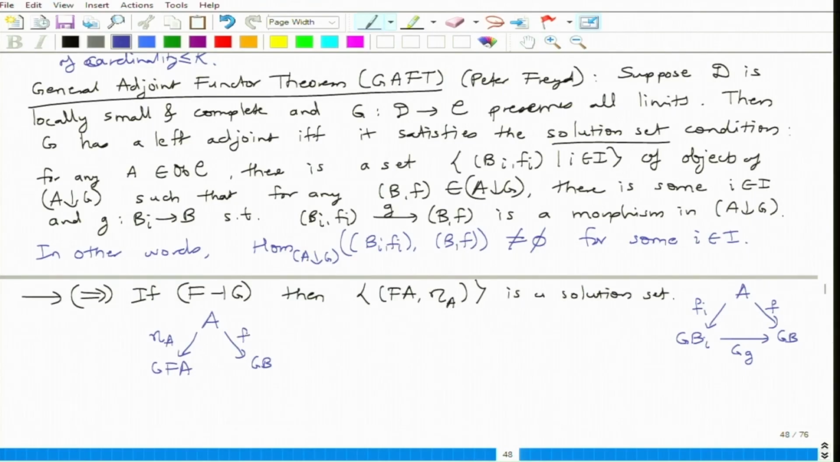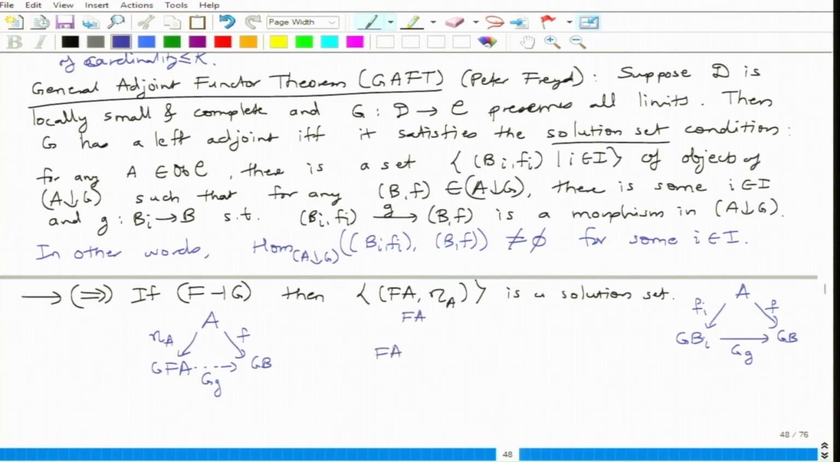Do you remember from our last lecture what this corresponding map is from GFA to GB? G eta? No, G eta doesn't even make sense here. Eta can only be applied to objects in C. But this diagram will commute provided you can put something here. Let's say that morphism is Gg. This diagram will commute if and only if some other diagram commutes. What is that diagram?